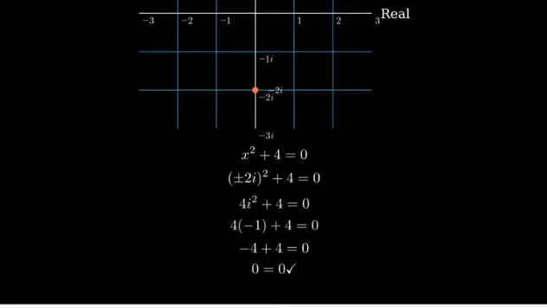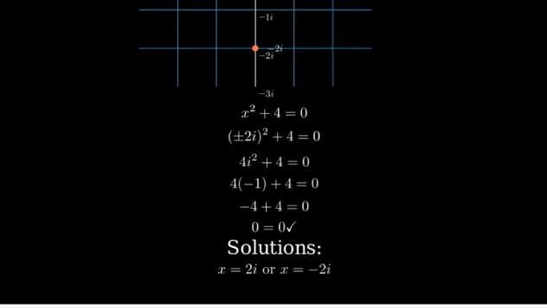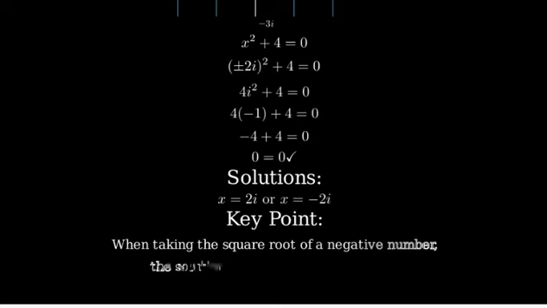plus or minus 2i. These are complex numbers because they involve the imaginary unit i. This example shows us that when we have a quadratic equation where we need to take the square root of a negative number, the solutions will be complex numbers. This is why these types of equations don't have any real number solutions.